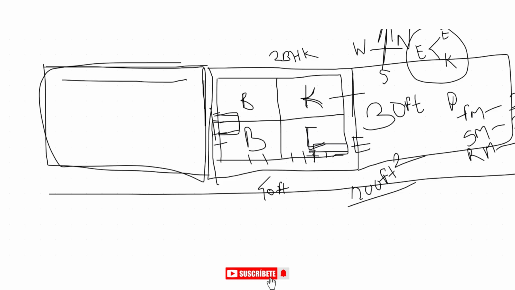Now, why do we want the living room on the east direction? It is auspicious. That answer is fair enough. Why should the kitchen be placed on the east side? Again, it is auspicious, but along with it, there is one more reason I want to clear.